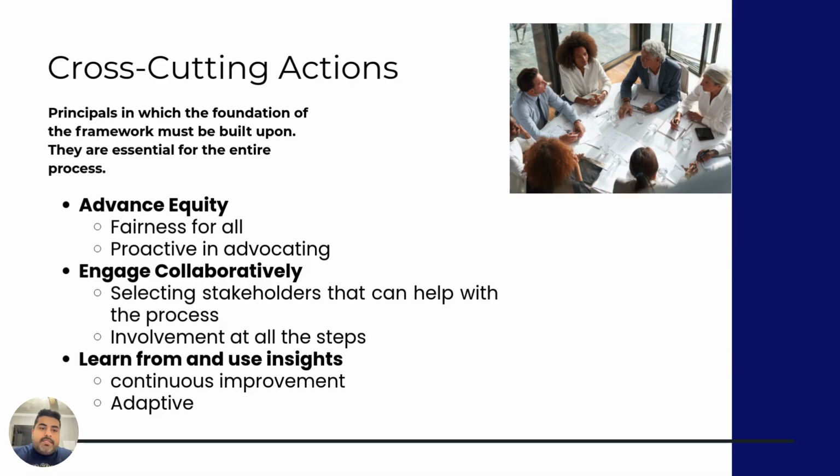So one of them is advance equity. We got to make sure it's fair. And it's very much proactive about advocating for different minority groups or cultures, etc. We're taking everything into account. So we got to be very proactive and basically look to see in ways where we may come up short in terms of equality, fairness, and getting participation from different points of view.